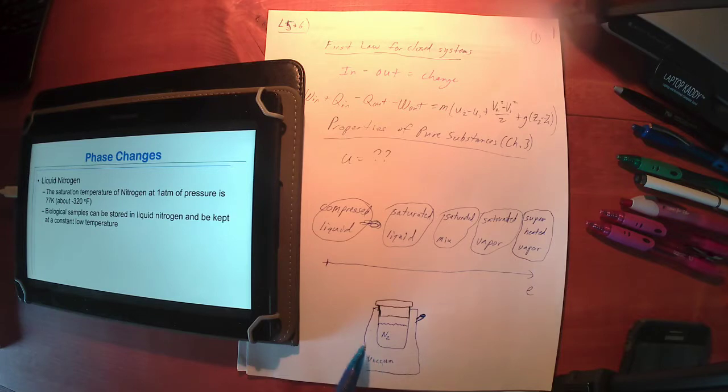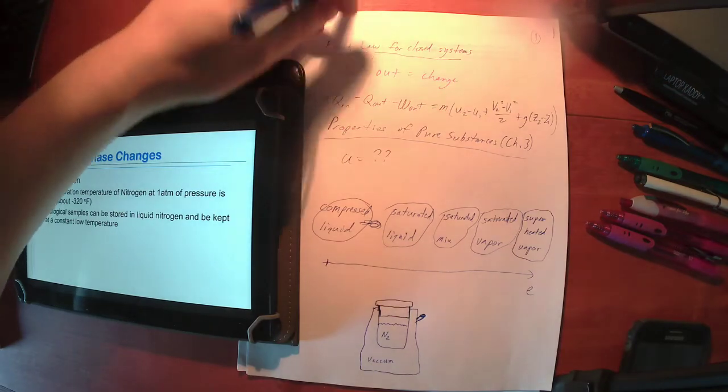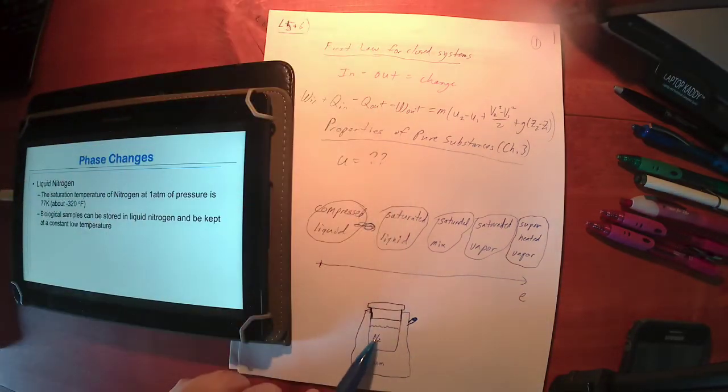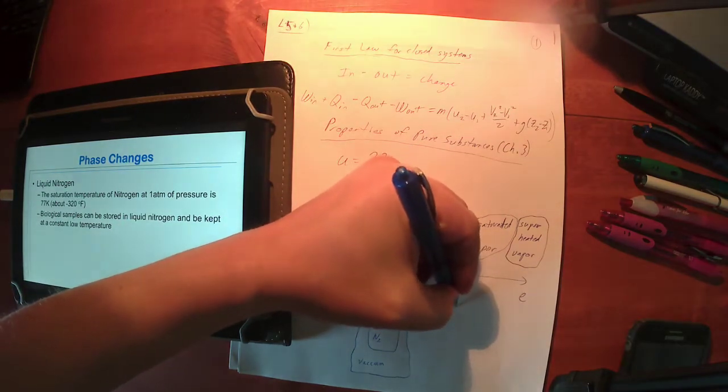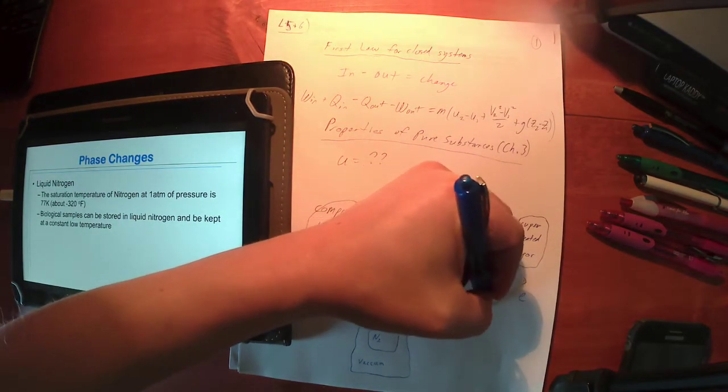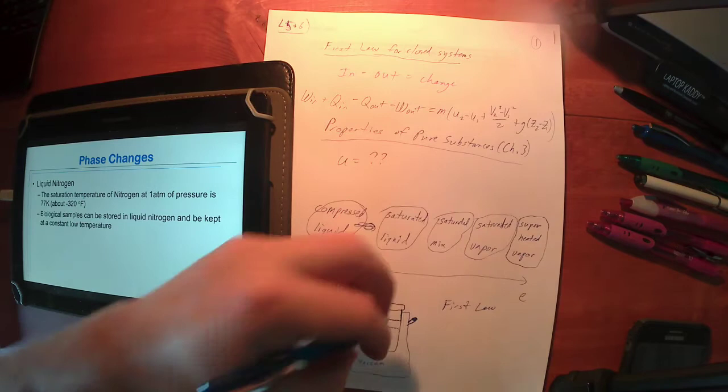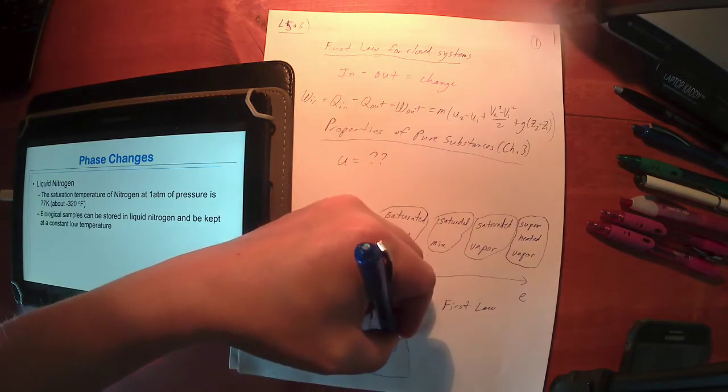So how do we do that? Well, if you have a vacuum, some kind of a canister, a cylinder with a vacuum, that provides really good insulation. So again, if we look at the first law, let's say that liquid nitrogen is our system. How do we do a first law analysis? Well, you draw your system. So this is our system.